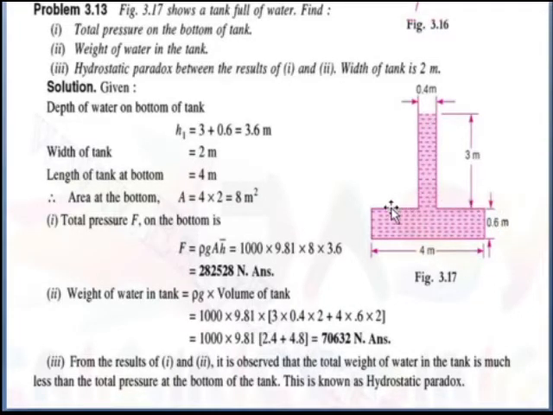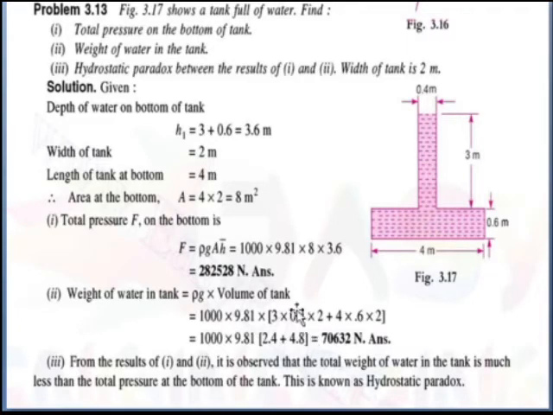Consider this tank is divided into two parts. First consider the upper part. Here the length, breadth and height: the upper part length is 3 meters, so 3 into 0.4 into the width, 2 meters, plus the volume of the bottom part, that is 4 into 0.6, again into the width, 2 meters. By multiplying all these terms we get the final value of the weight of the water.